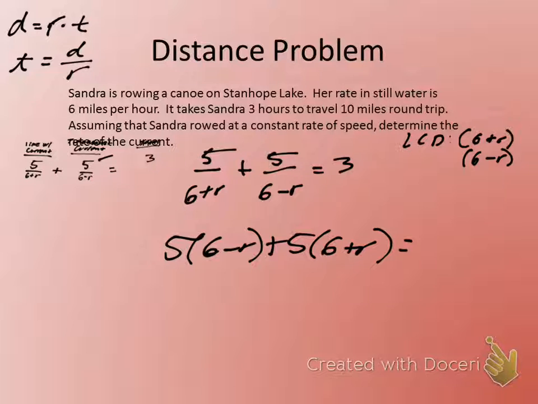Now notice how the 3 doesn't have a denominator, so you need to multiply it by both 6 plus r and 6 minus r. And if you multiply those two together, which is what I do to save a little space, it'll give you 36 minus r squared.